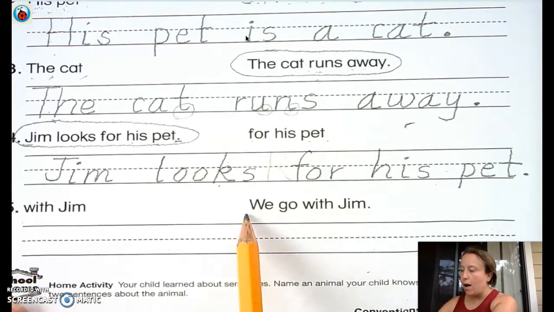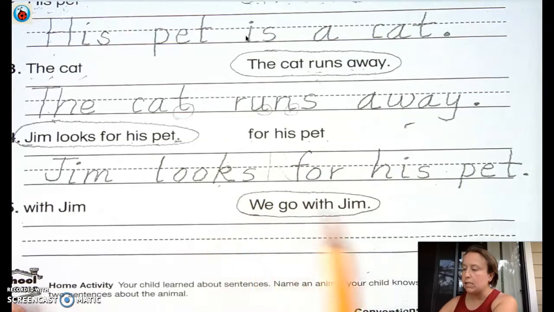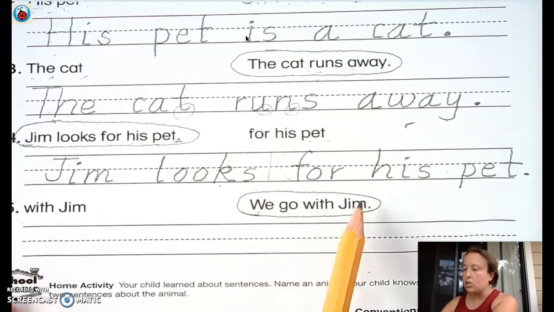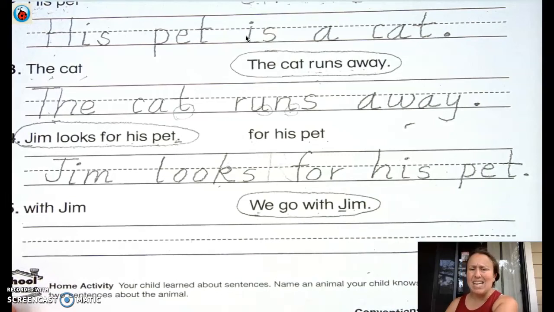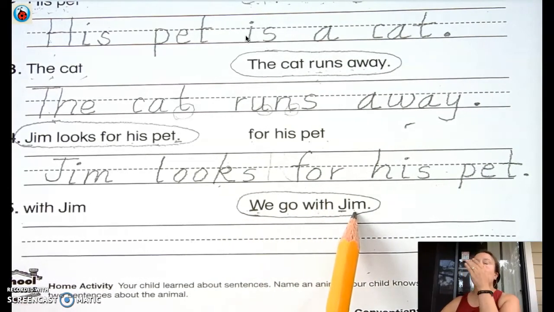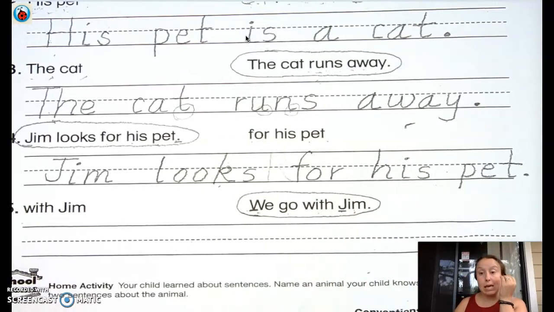All right, and number 5, this one was the complete sentence. We go with Jim. You'll notice that there's a capital over here, but that's not the beginning of the sentence. And there's a capital here that is the beginning. Why is this one capitalized? We go with Jim. What's the word Jim? The word Jim is a name. And just like when you write your name, what do we need to do to the first letter of a name? We will always capitalize it.